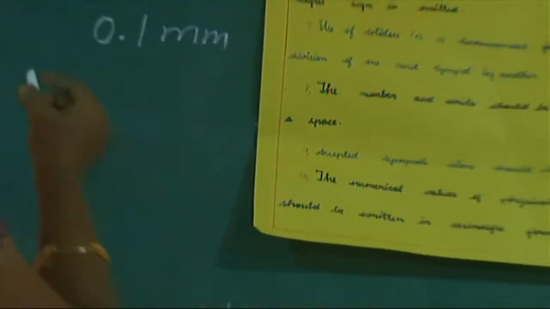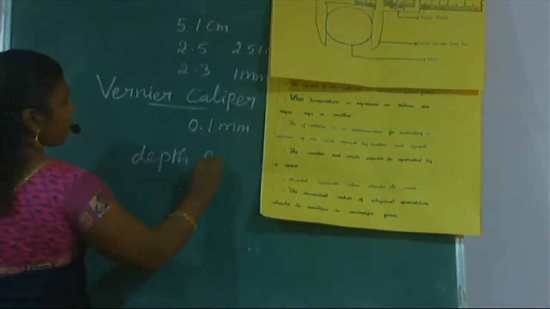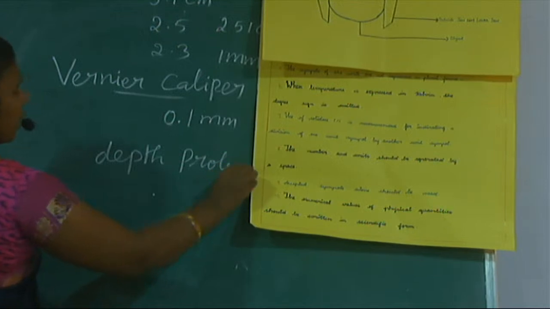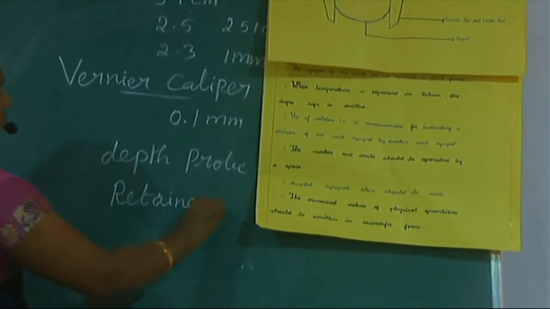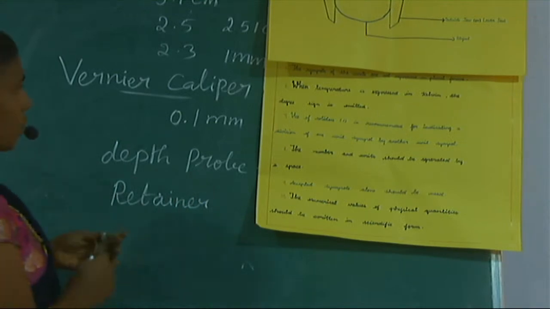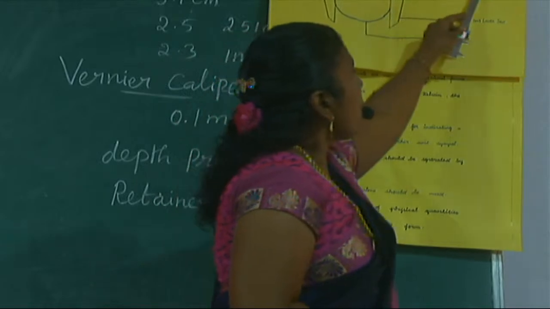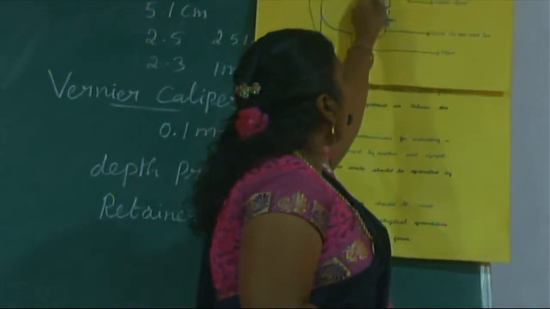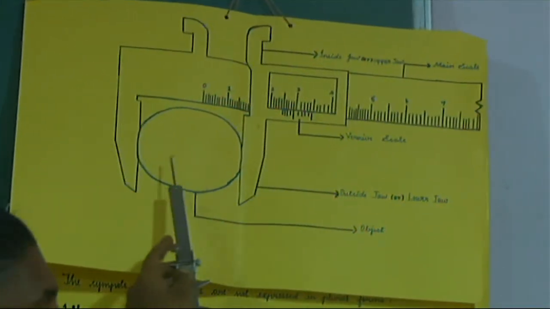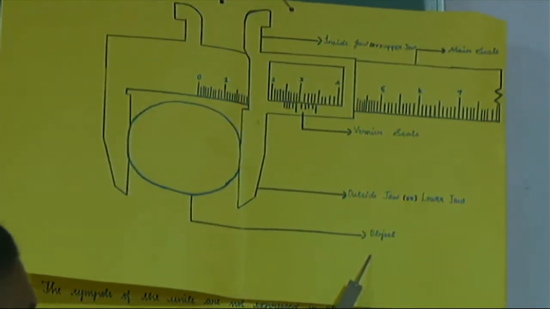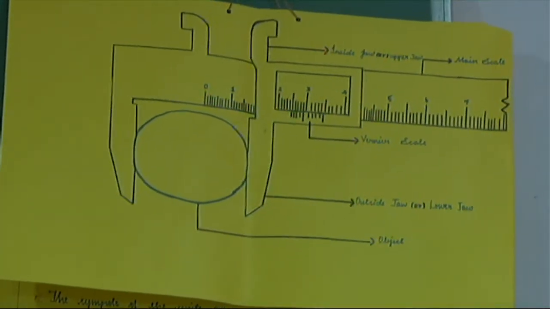So now listen, depth probe, spelling P-R-O-B-E, depth probe, retainer, then upper jaw and lower jaw. Then Vernier scale, here given Vernier scale, main scale, then upper jaw, lower jaw. So the object is gripped in between the two lower jaws. So these are the description of a Vernier Caliper.